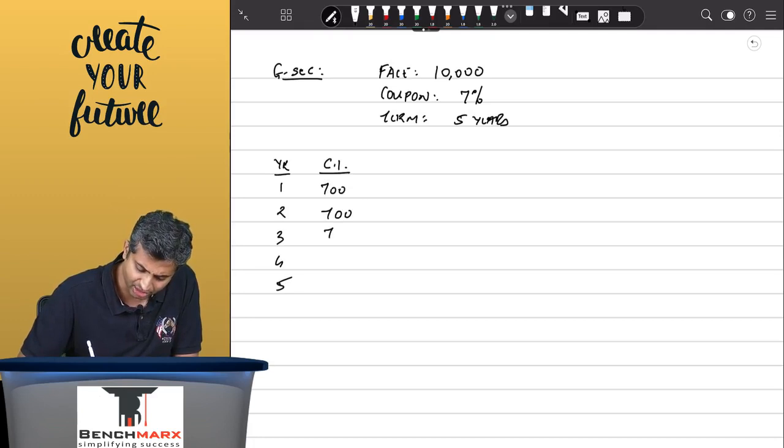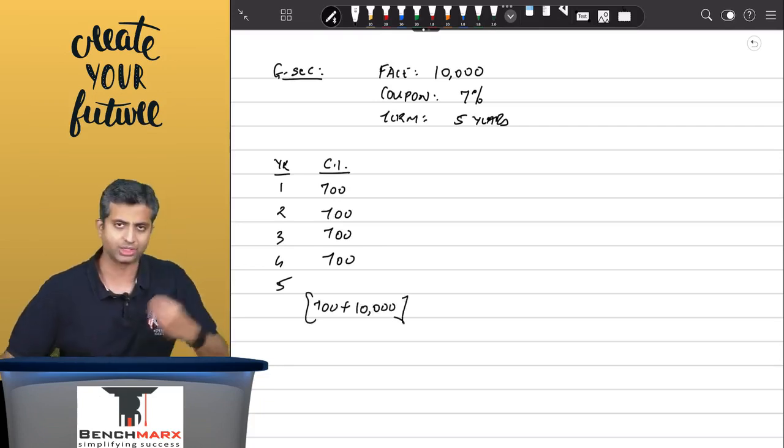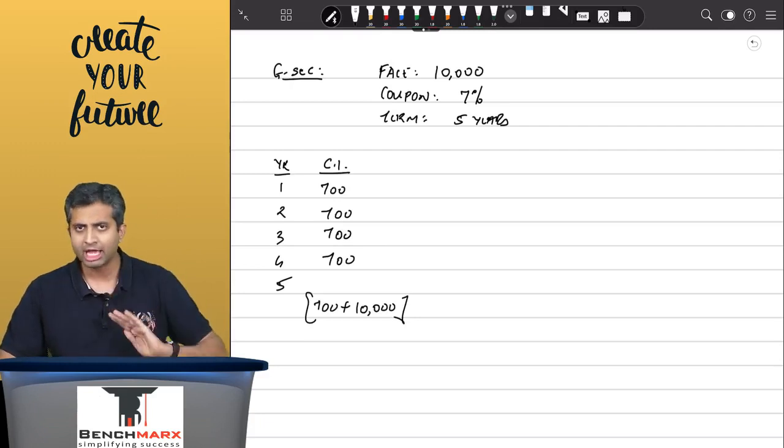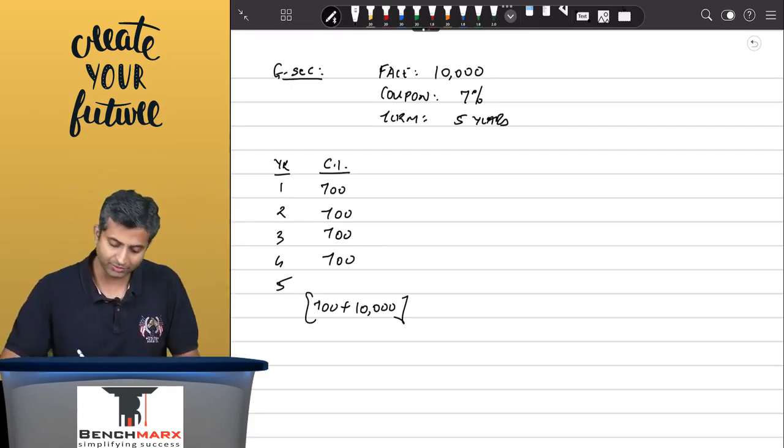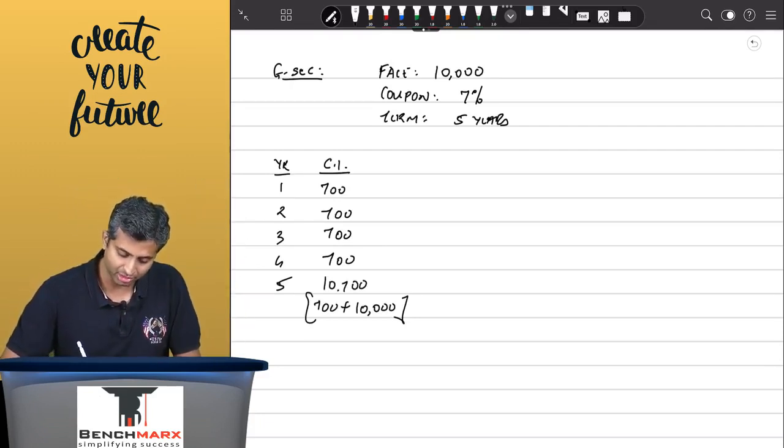First year, 700 in the second year, 700 in the third year, 700 in the fourth year, and then let us say 700 of coupon plus 10,000 of the principal back. These bonds are called bullet bonds. Bullet bonds means they will give the principal back in one shot at the end, let us say at the end of the 5th year. So this is, let us say, 10,700.